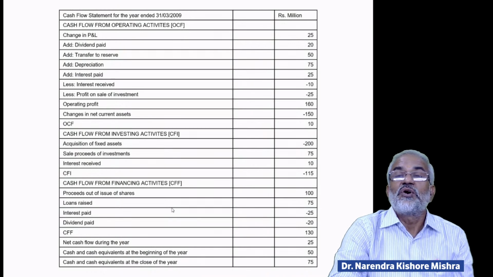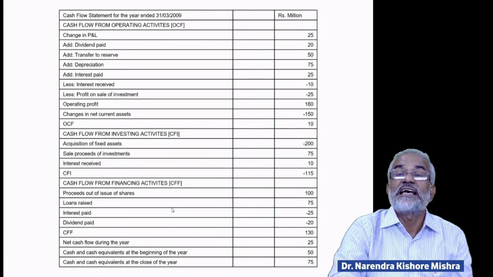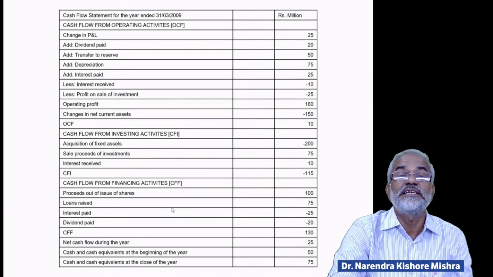Operating profit. So operating profit is 160 and changes in the net current assets is 150. So the net cash from operations became 10. So that is the flow of cash. That means a positive flow of cash, the inflow of cash from the operating activities.